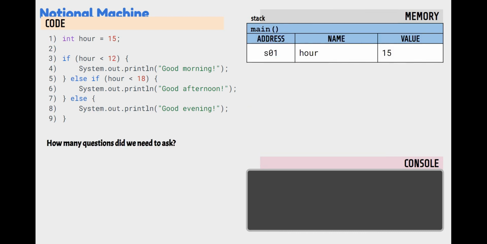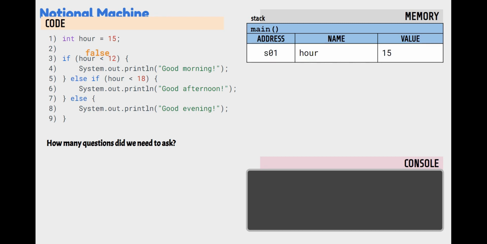Starting at line 1, we are declaring and initializing an integer variable named hour and assigning it the value of 15 that is in our stack memory. On line 3, we're asking if hour is less than 12. We're asking if 15 is less than 12. That is false. We will skip that block of code attached to that if statement.